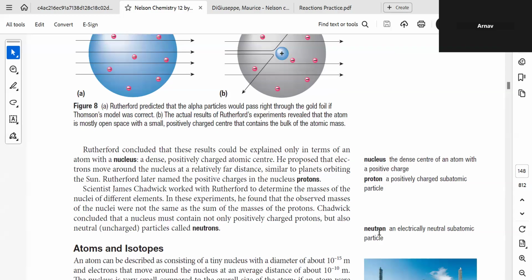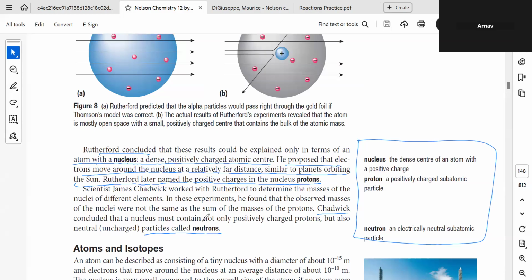Like which part? The part on the right or the part where they discovered it? Yes, this. Okay, I'll underline: Rutherford concluded the atom had a nucleus. What is the nucleus? A dense, positively charged center. Then he proposed that electrons move around the nucleus at a relative distance, similar to planets orbiting the sun. Rutherford later named the positive charges protons, and Chadwick discovered neutrons.